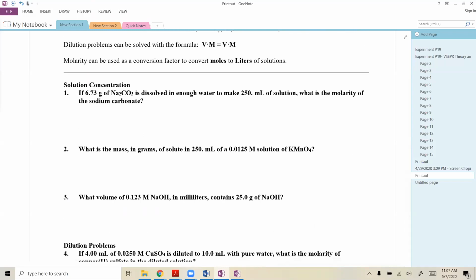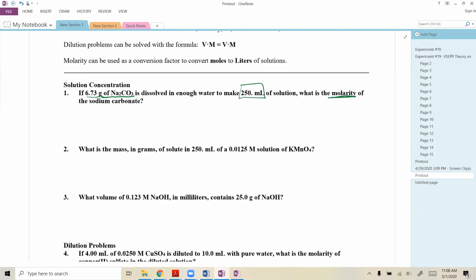So on this first one, we're going to take 6.73 grams of sodium carbonate, and we're going to dissolve it in enough water to make 250 milliliters of solution. And so it wants us to know the molarity of it. So go ahead and start with that problem.